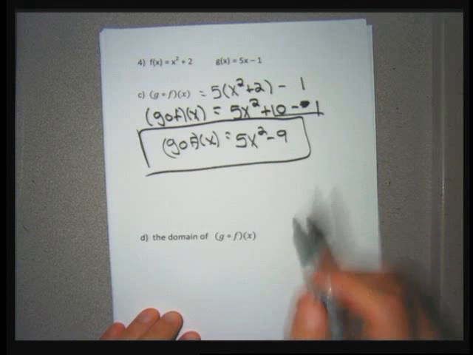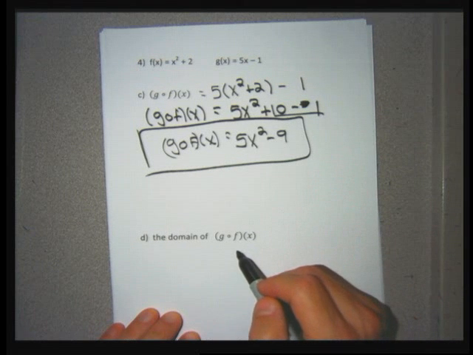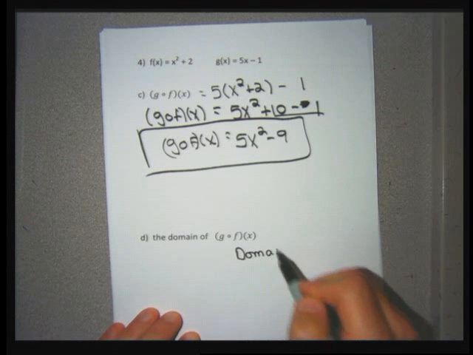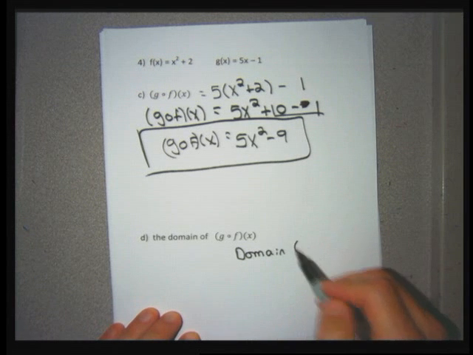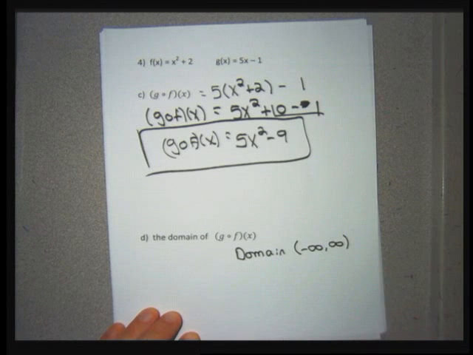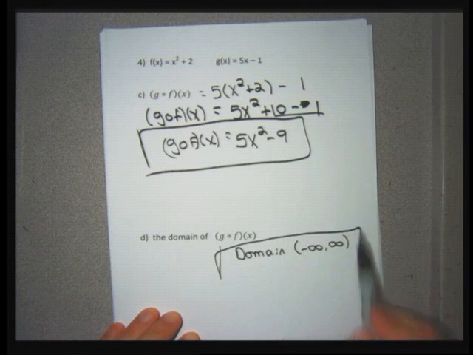That's the answer to part C. And for D, again, because f, g, and the answer g composed with f of x are all polynomials, there's no algebra to find the domain. It's just all real numbers.